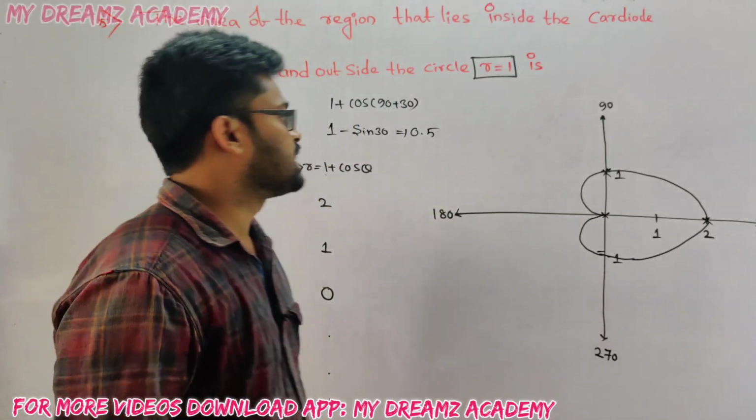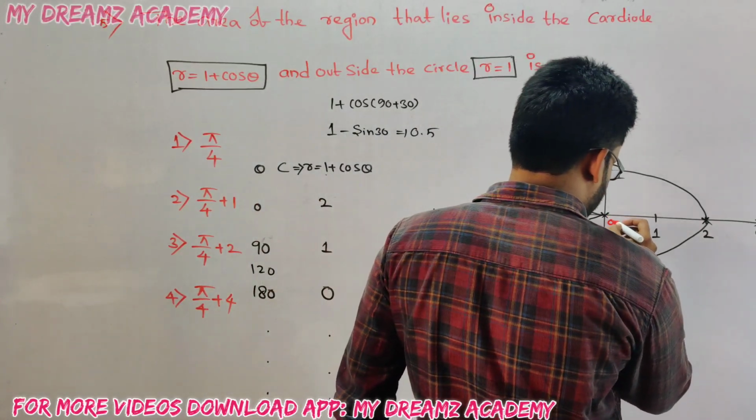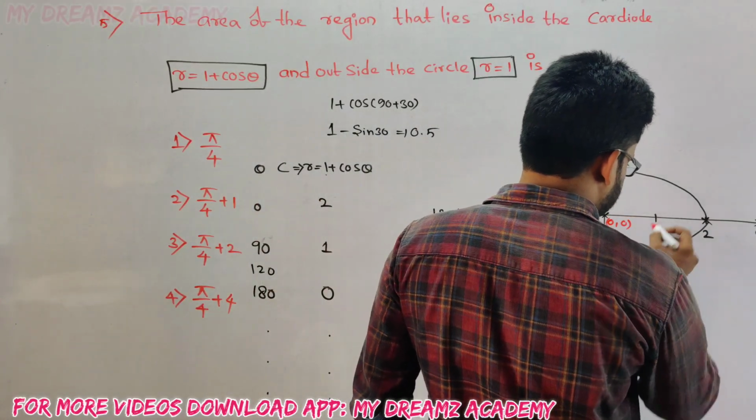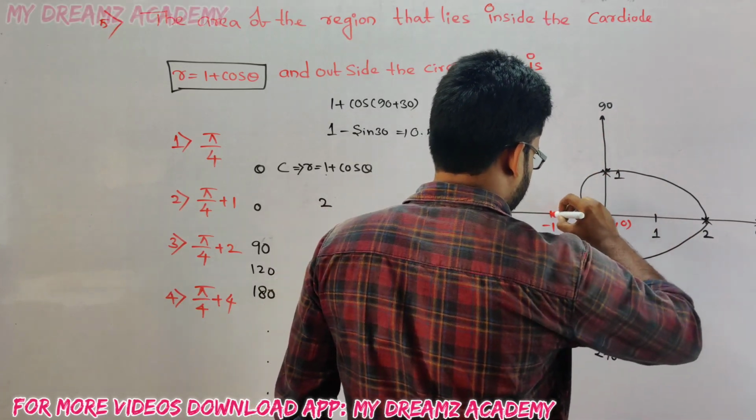Now we are going to see the circle. The circle we know already. Circle center at 0, 0, the radius is 1. So let us consider this is minus 1. So it will be like this.